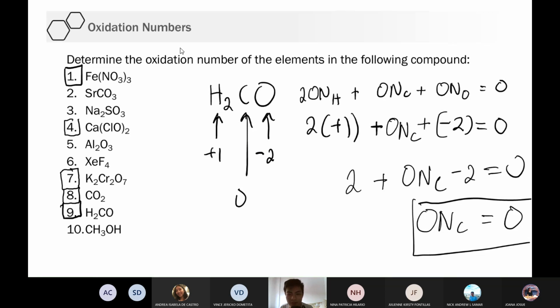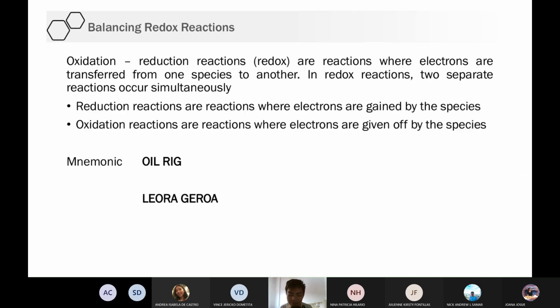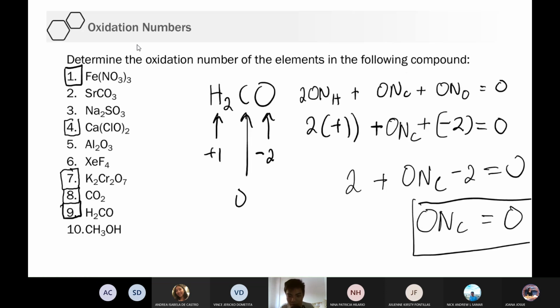So, you may ask yourself, no, ba't tayo napunta dito? Ano relationship na to sa i-discuss natin? Okay. Because if we know the oxidation numbers, you can determine if the reaction is a redox reaction. Okay? Tapos na tayo dito ha. If you have questions, you may ask na. Pero if wala, I will proceed na. Yun na yun eh. Okay.